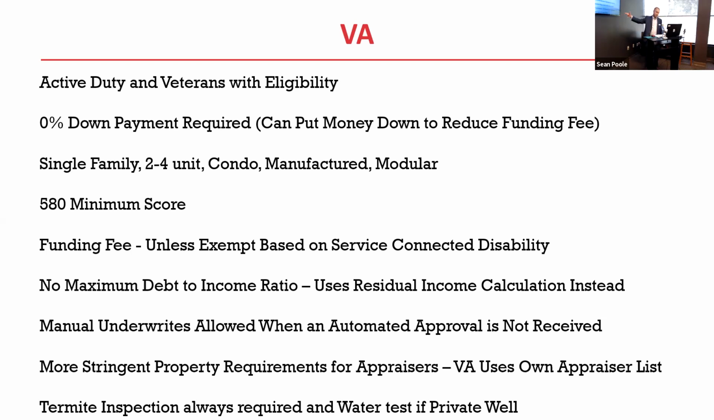One thing that's always required for VA loans is a termite inspection. So when you're ordering your inspections up front, always do the termite inspection. If it's on a private water, you have to get a water test as well. And if the appraiser notes any glaring deficiencies in the septic system, that's the only time we need that. We don't always need a septic inspection. But if the appraiser says it looks like the septic system is in disrepair, then we may need a septic inspection. But usually you're just looking at a termite inspection, and then if it's on a private water, you need a water check.